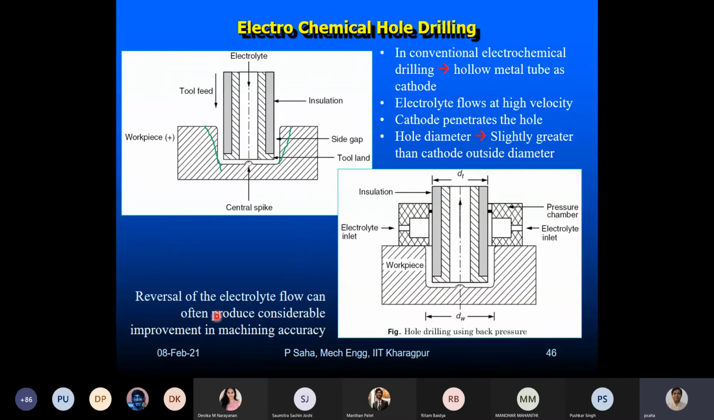So here, reversal of electrolyte flow often produces considerable improvement of the machining accuracy. What will happen? It flattens out this kind of spike, so this much will not be happening like this. Okay, so we can do this by reversal of electrolyte flow.